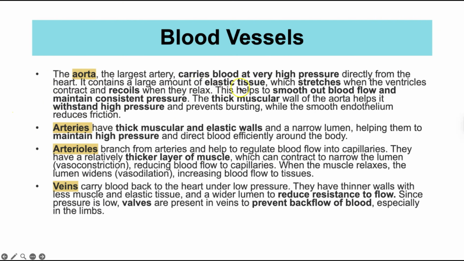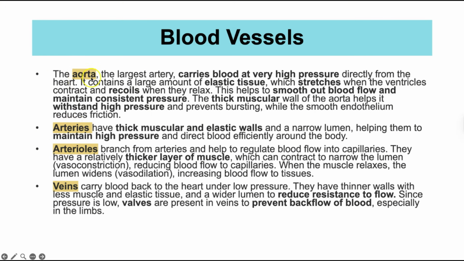So it contains a large amount of elastic tissue in its wall, which means that it can stretch when the ventricle contracts, and it can recoil when the blood is then flowing away, causing it to move back to its original shape. And this helps to smooth out blood flow and also maintain consistent pressure. It's got a very thick muscular wall as well, and that helps it to withstand high blood pressure and prevent it from bursting, whilst also the muscular wall can contract, and that helps to smooth the blood flow as well.